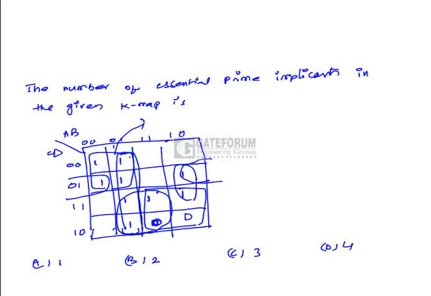If we see other quads, let us see this quad here: these two ones are covered by this prime implicant and this prime implicant, and these two ones are covered by this prime implicant and this prime implicant. So this quad is not an essential prime implicant. Like that, if we see all the prime implicants, only this quad consists of a distinct one. So here the number of essential prime implicants is 1, which is option A.